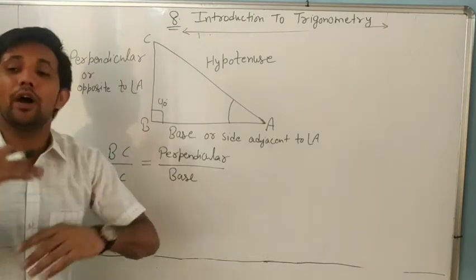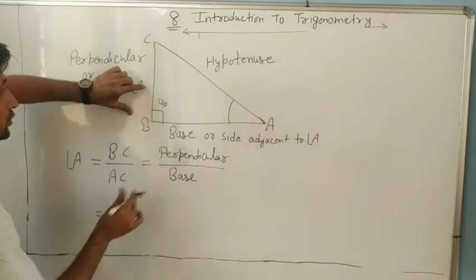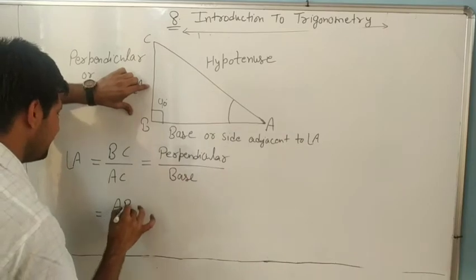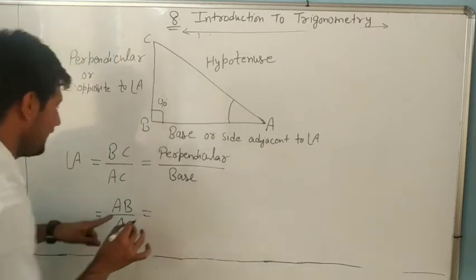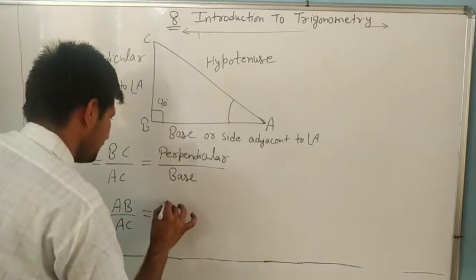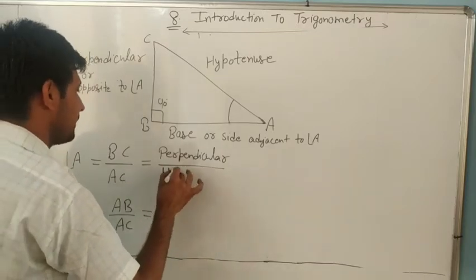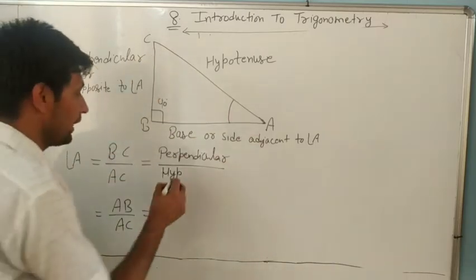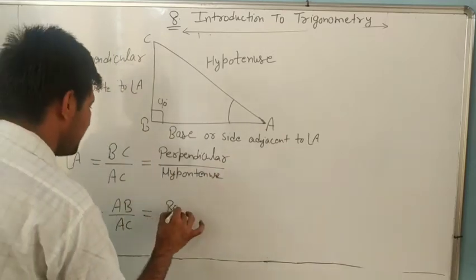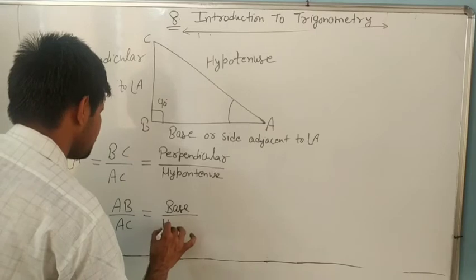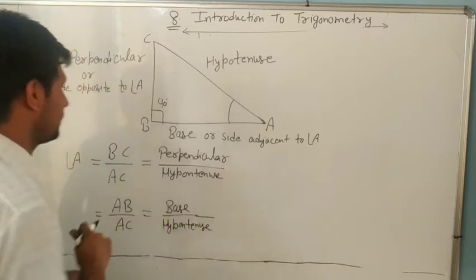Next, we have to find how many ratios are possible. Maybe some students take BC by AC, maybe some students first take AB divided by AC. It is also a ratio of sides, or not? So AB means base. Sorry dear, AC is the hypotenuse, by mistake I wrote it. AC means hypotenuse, and it is base divided by hypotenuse. Very important dear, only look at the board.